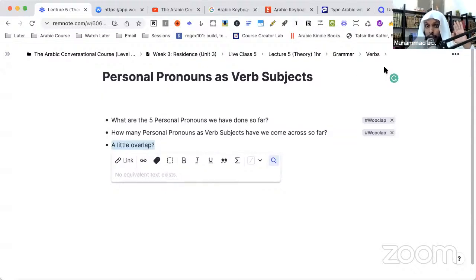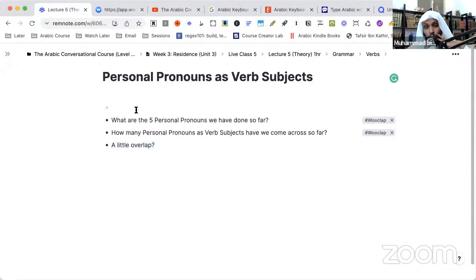So is that clear? So again, when you come across a verb that says, for example, if I were to say yashrabu, okay, if I say yashrab, is that a complete sentence, yes or no? Okay, is yashrabu a complete sentence, yes or no? Yes, yashrabu is a complete sentence.